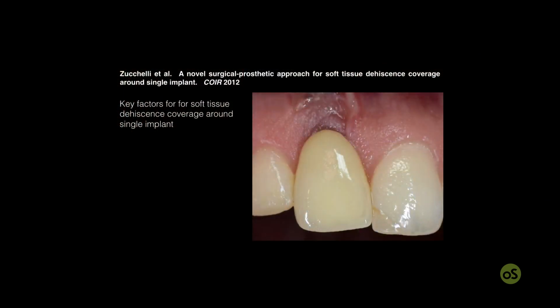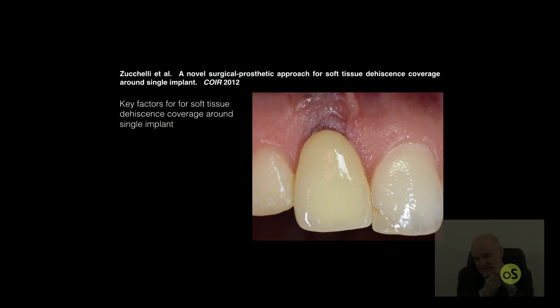So, which are the key factors for covering these soft tissue dehiscences around single implants, with the objective, obviously, to give the patient an implant-supported crown that is exactly like the adjacent natural tooth.